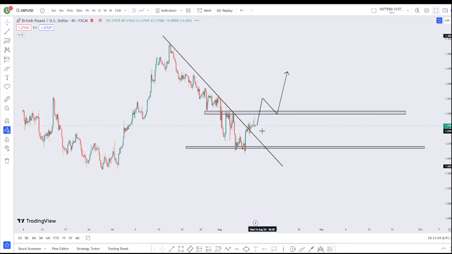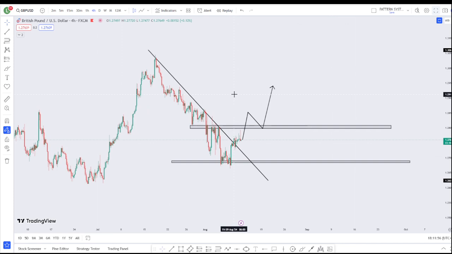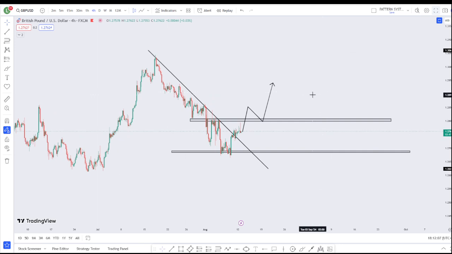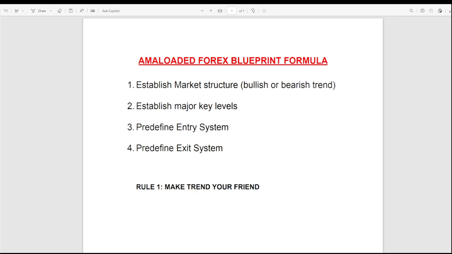So that is what is going to decide which time frame we are going to use for our entry. And as you all know, what we use for our entry, if we are in a bullish market, we use bullish reversal candlestick pattern, or if we are in a bearish sentiment market, we use bearish reversal candlestick pattern. This is very simple. We just have to follow our blueprint by establishing the market structure, establishing major key level zone. Then we predefine our entry system by using the lower time frame, like 1 hour, 30 minutes, 15 minutes, 5 minutes for our entry system before we take any decision.